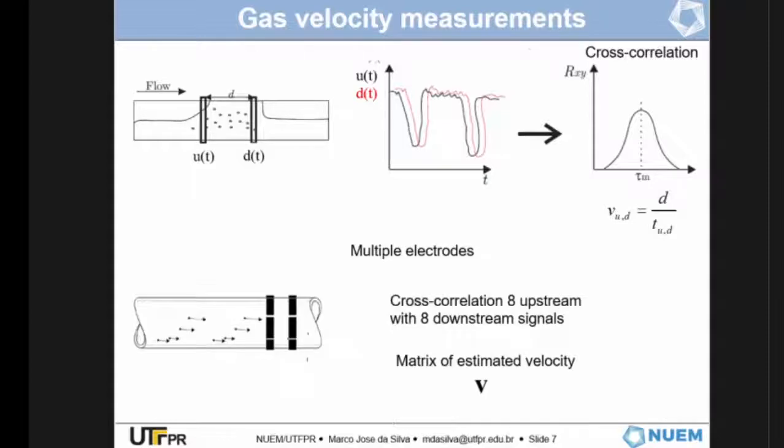So I have multiple electrodes. That means I can cross-correlate each one to each other in each one of the planes. So I will have then a matrix of 64. In this case, we have 8 electrodes in each plane. So 64 velocity measurements. But I still have to model what velocity I'm measuring.